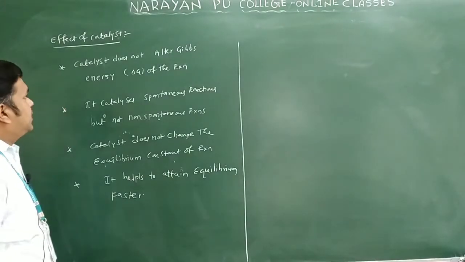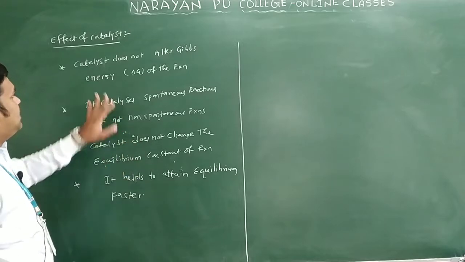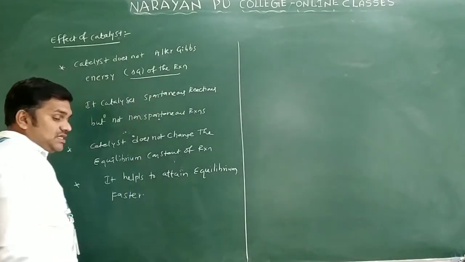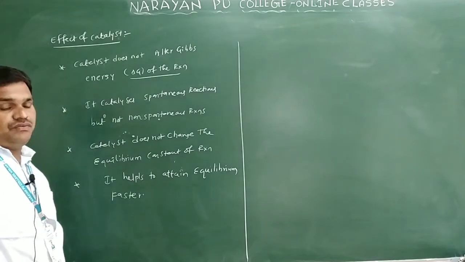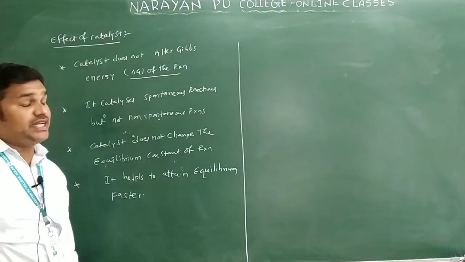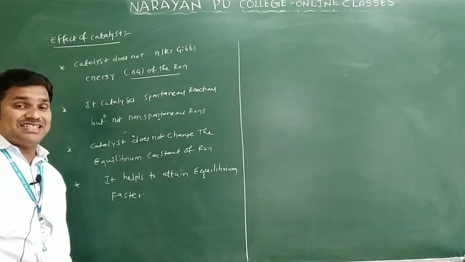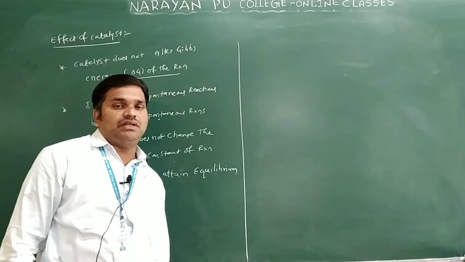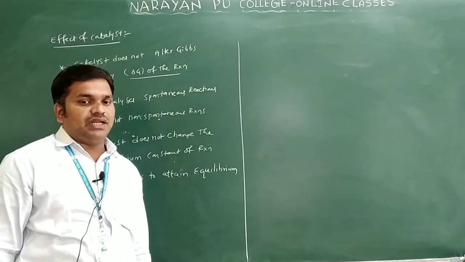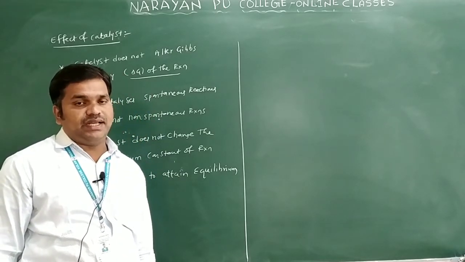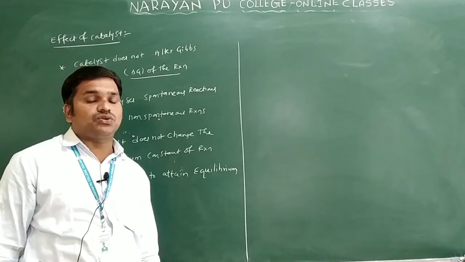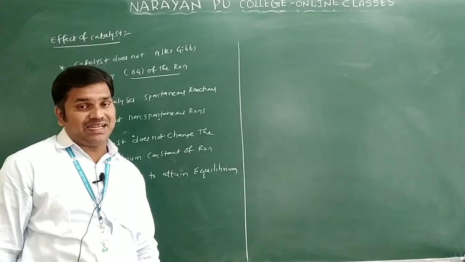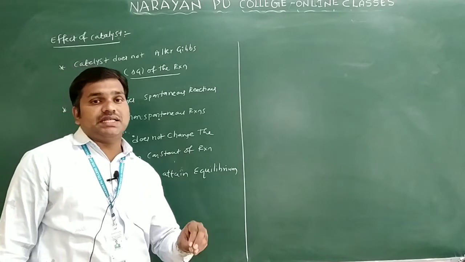So these are some of the characteristics of the catalyst. Catalyst does not alter the Gibbs energy of the reaction. Delta G, there is no change in the delta G when the reaction takes place in presence of catalyst. And one more, it catalyzes spontaneous reactions. You know, spontaneous reactions, if delta G is negative, that is a spontaneous reaction. If delta G is positive, that is a non-spontaneous reaction. So catalyst will catalyze only spontaneous reactions. It does not catalyze non-spontaneous reactions.